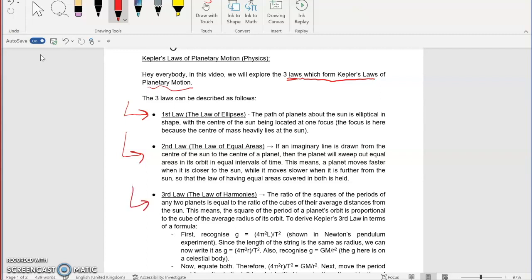And the third law, the law of harmonies. The ratio of the squares of the periods of any two planets is equal to the ratio of the cubes of their average distances from the Sun. This means the square of the period of a planet's orbit is proportional to the cube of the average radius of its orbit.